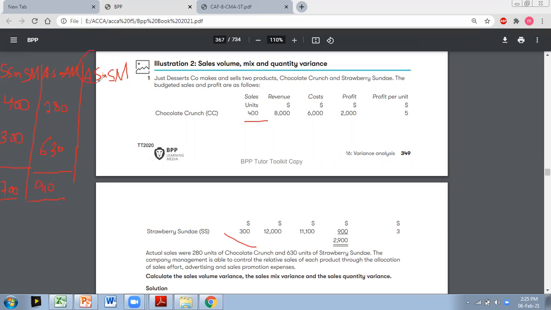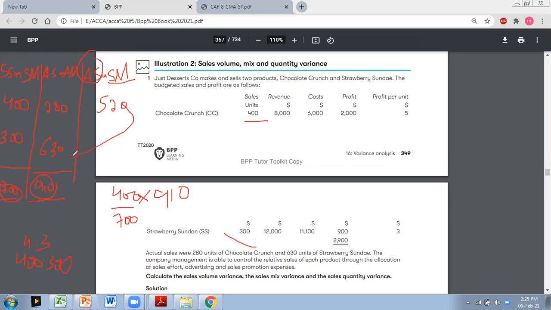Now you have to take actual sales. What is actual sales? It is 910. What is the standard mix? It is 400 and 300. If we simplify this, it is 4:3. Now 400, if we add, is in total 700, right? 400 divided by 700, we have to multiply this with 910. It is 520.